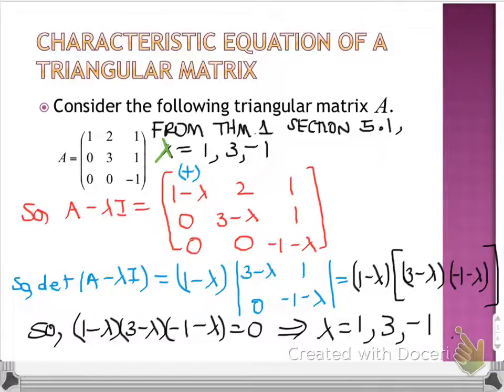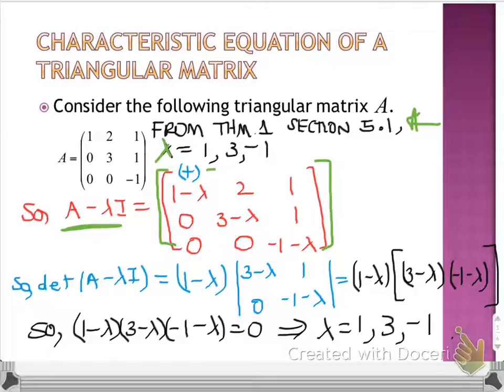But let's check using the fact that we want the determinant of A minus lambda I to equal 0. So let's assume we didn't know about this special theorem. We would take A minus lambda I, which is represented here, and then we would take the determinant just like we've done in previous chapters. Since this first column has a lot of zeros, we're going to use that column to do our cofactor expansion.